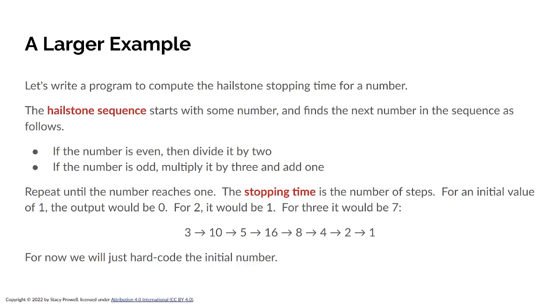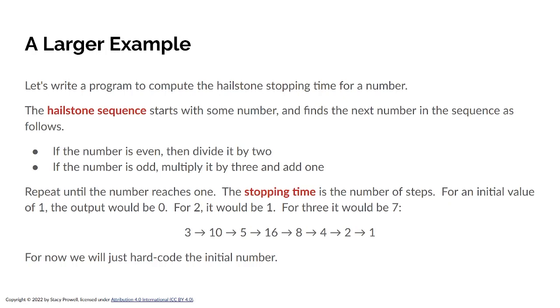If the number is even, divide it by 2. Well, 3 is odd, so that rule doesn't apply. The second rule is, if the number is odd, multiply it by 3 and add 1. Well, 3 is in fact odd, so we multiply it by 3 and get 9. We add 1 and get 10. And now we continue. We apply the rules again. If the number is even, divide it by 2. 10 is even, so we divide by 2 and get 5. 5 is odd, so we multiply by 3 to get 15 and add 1 to get 16.